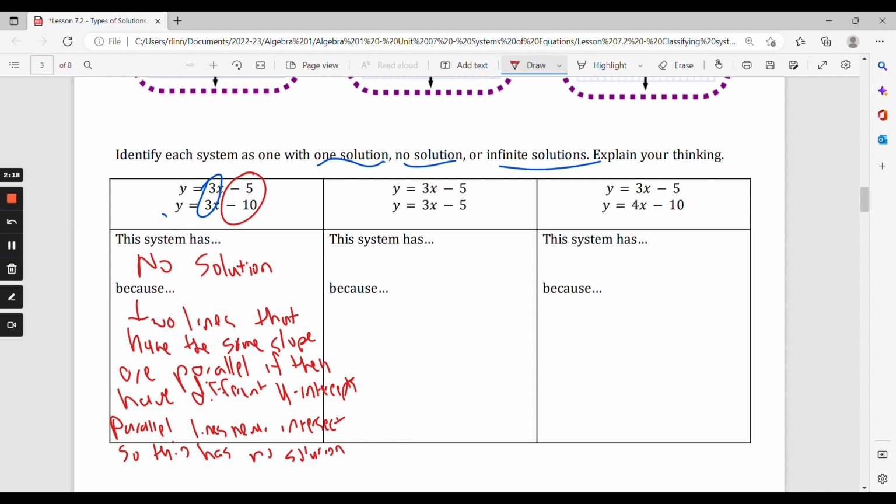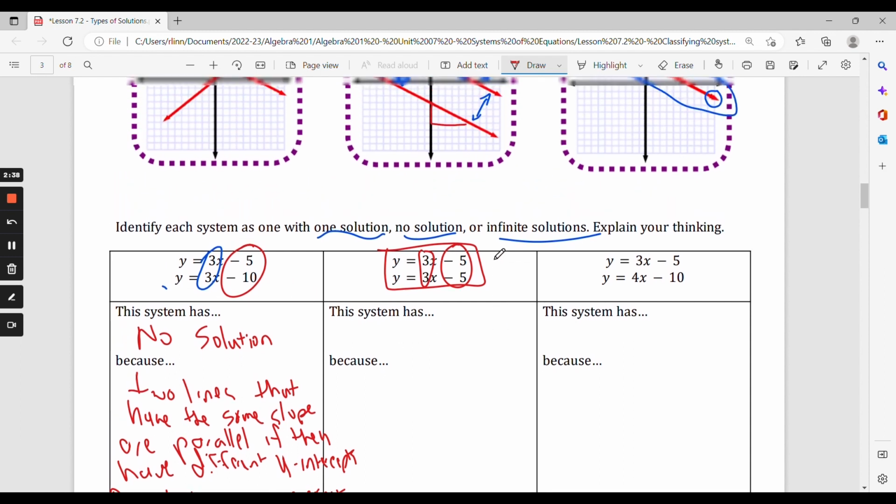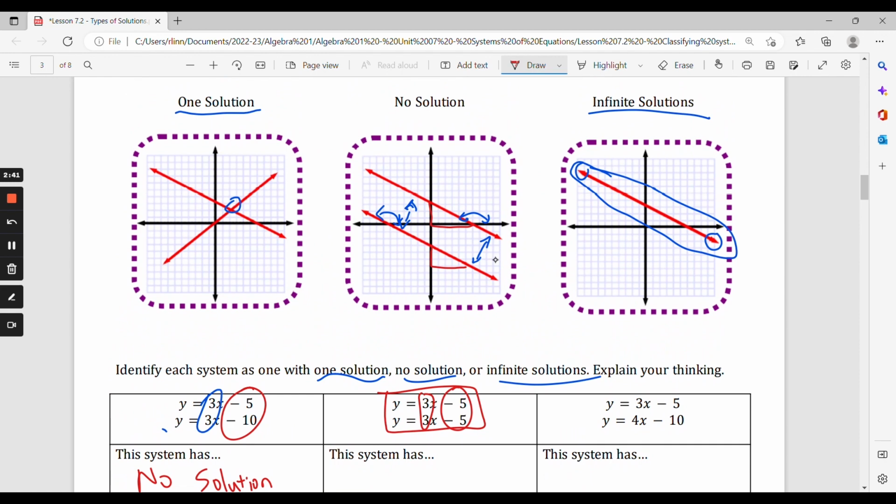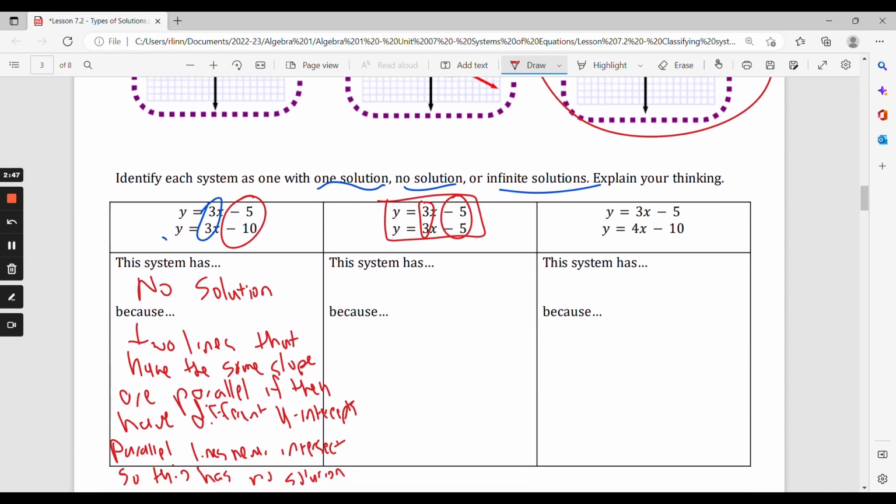Now let's go ahead and take a look at our next one. I can see that our next system has two equations, and both of these are the same. It's got the same slope and the same y-intercept. So if they're both the same, that means they're going to be the same line, which means that all of a sudden I've got this graph over here on the right with an infinite number of solutions. So I'm going to say that this system has infinite solutions.